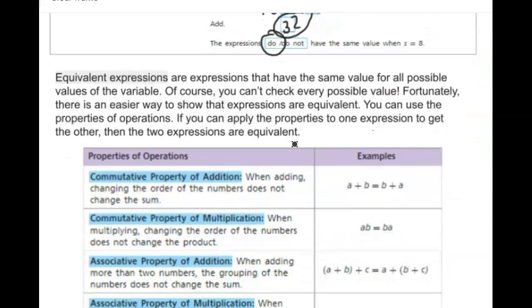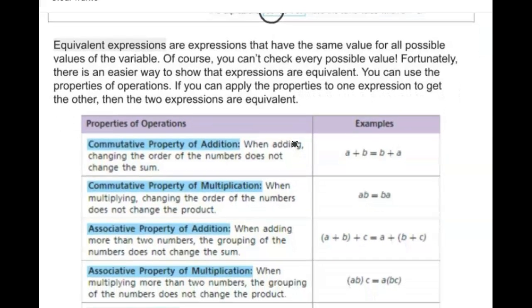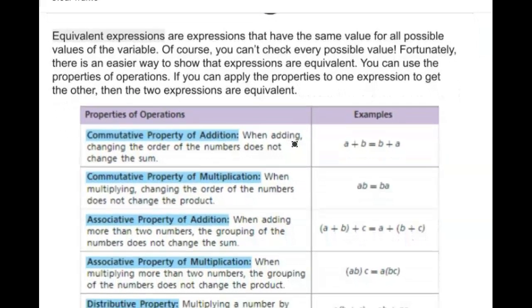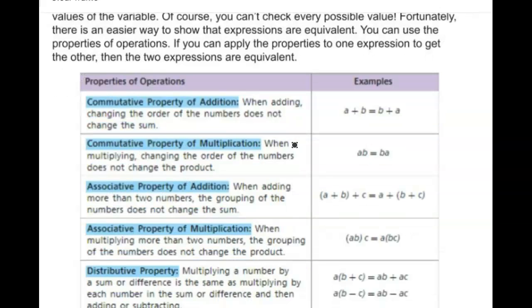The next thing we're going to look at is right down here. It has our properties on it. Equivalent expressions are expressions that have the same value for all possible values of the variable. Of course, you can't check every possible value. Fortunately, there is an easier way to show that expressions are equivalent. You can use the properties of operations. If you can apply the properties to one expression to get the other, then the two expressions are equivalent.